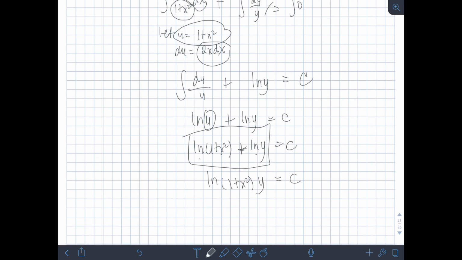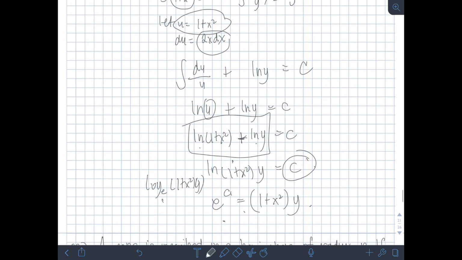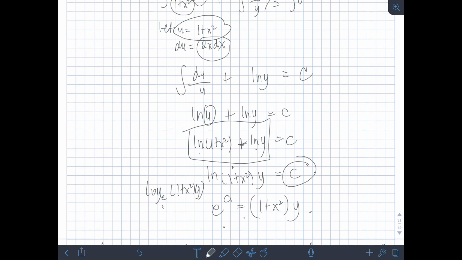Okay, so, pwede natin itong i-transform into exponential equation. So, parang, ano siya? E raised to c is equal to 1 plus x squared times y, right? Kasi itong ln parang log base e. Tapos 1 plus x squared y. So, e yung base, yung power natin, yung exponent natin ay yung c, tapos yung power natin ay itong 1 plus x squared times y. Ngayon, sa differential equation, itong e raised to c, kapag may constant, pwede nating i-rewrite as a single constant na lang din.